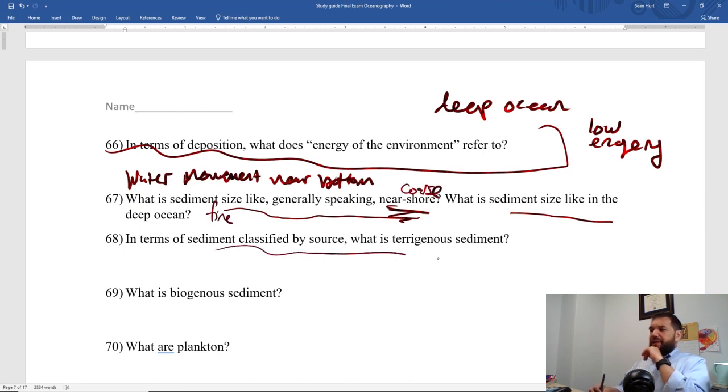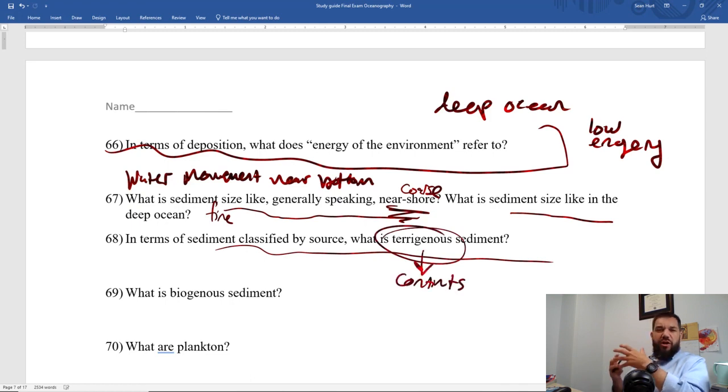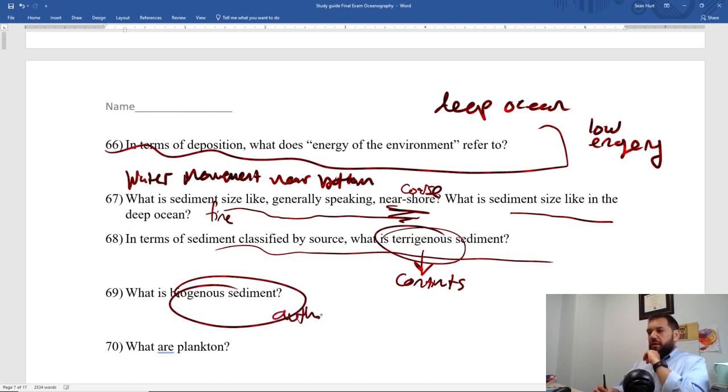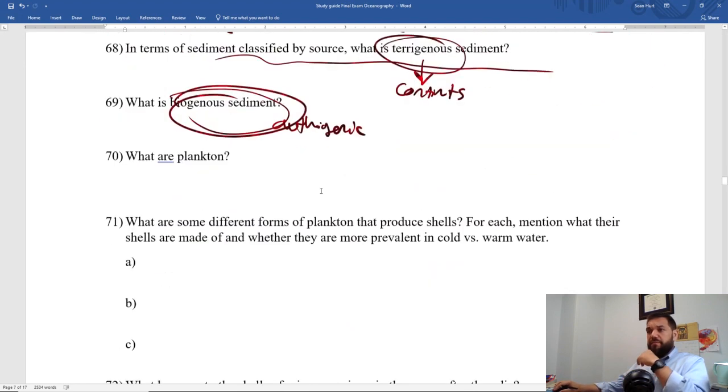In terms of sediment classified by source, what is terrigenous sediment? It's the sediment that's washed off the continent. Okay, it's the stuff that's terra, it means earth. Terrigenous means continent derived. Biogenous sediment, on the other hand, is authigenic. Authigenic means self-created. The ocean has created this material itself. It derives from itself. So biogenous sediment is the shells and tests of marine organisms that build up over years.